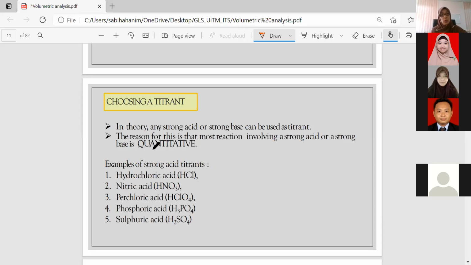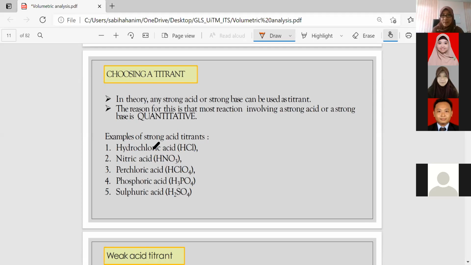Besides this list, does anyone want to add another strong acid? Besides hydrochloric acid, nitric acid, perchloric acid, phosphoric acid, sulfuric acid, does anyone know any others? If you know, you can say so. There are other acids. If you want to know, you can check and find out.